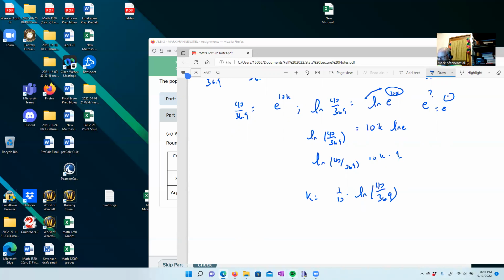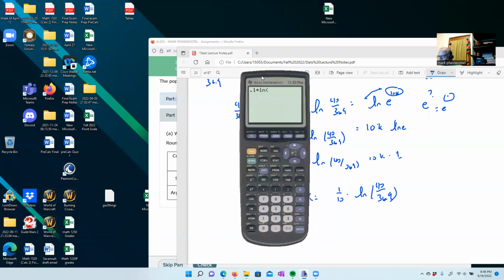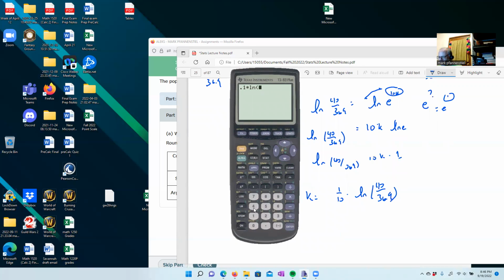Okay, and now I'm going to go to my calculator. I'm just going to write that in. So I'm going to say 1/10, that's the same as multiplying by 0.1, isn't it? So we can say this is 0.1 times, we're going to go over to our natural log key, and now in parentheses we have 40 divided by 36.9, enter, and then we'll just go ahead and write that down. So our k is going to be this horrible number.